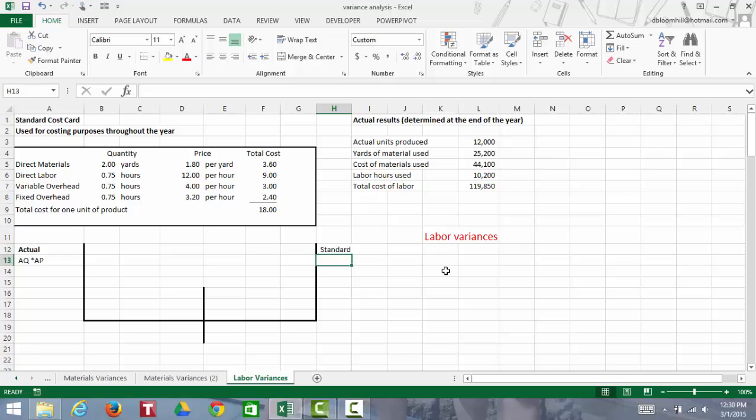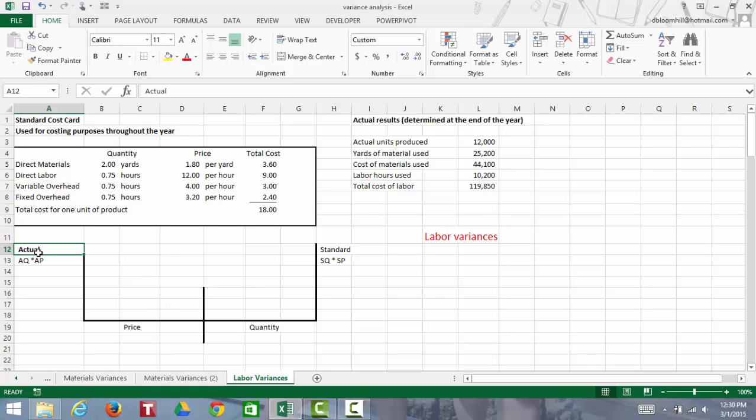$119,850. On the right-hand side, we calculate our standard cost of labor, which is the standard quantity of labor, multiplied by the standard price of labor. Now, if you remember, between the left-hand prong and the middle prong, we want to calculate a price variance, and between the middle prong and the right-hand prong, we want to calculate a quantity variance. So remember, price and quantity in alphabetical order.